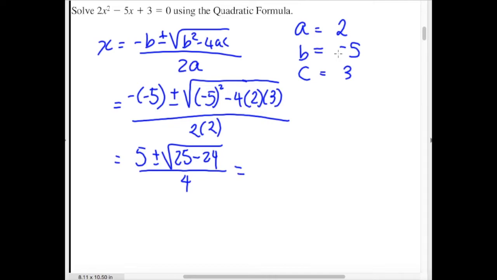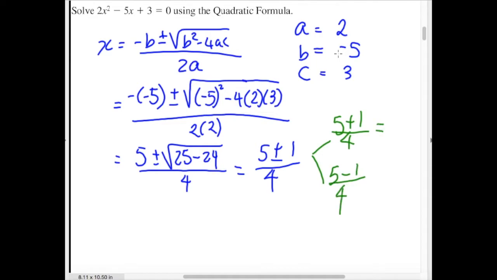So that equals 5 plus minus, do the roots first, so square root of 1, which is 1, over 4. We're going to end up with two answers, so I'm going to split them. 5 plus 1 over 4, and then I have 5 minus 1 over 4. So the answer would be 6 over 4, which is the same thing as 3 over 2. And then we have 4 over 4, which is 1. Make sure you simplify 6 over 4: 6 over 4 is equal to 3 over 2.